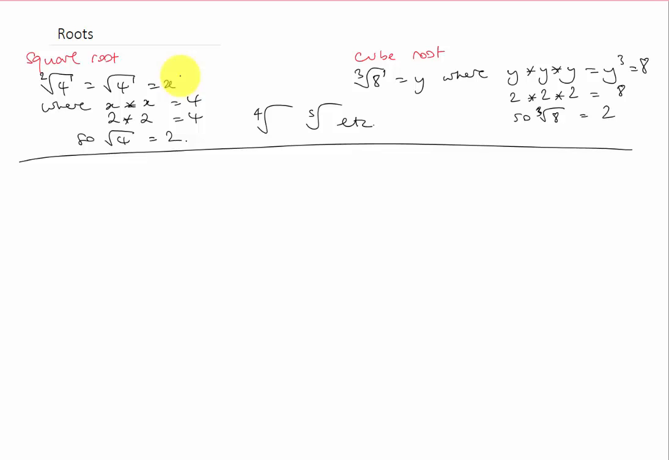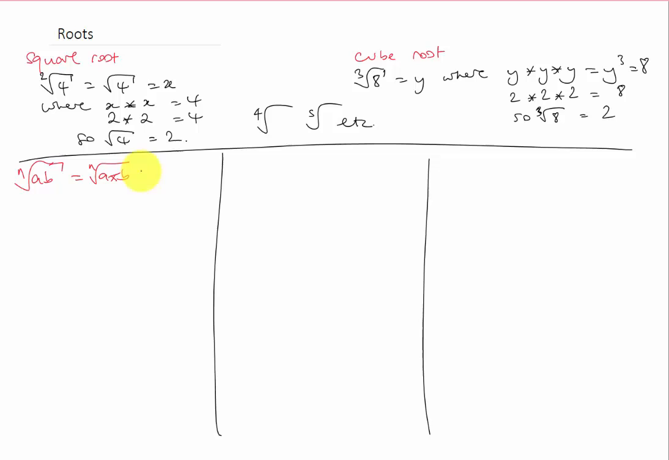And I'm going to talk about a little bit of rules for manipulating them. Let's have 3 columns. So first rule is that if you've got a times b in a root, then that's the same as, let's just say square roots, the square root of a times the square root of b. So you can separate these out.